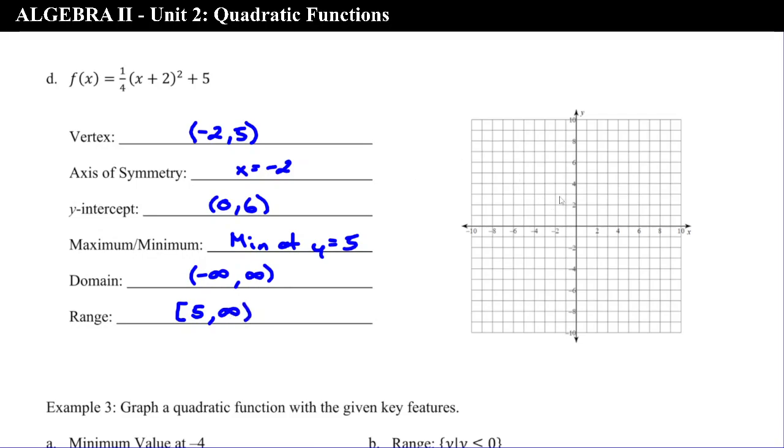So let's start with our vertex, -2, 5, which would be plotted right there. We have a y-intercept at 6, so that gives us something to work off of. And then we also have a compression, since we have the 1/4 out in front. So how do we handle that? Well, we're going to use that 4 on the bottom as our factor. So instead of going over 1, up 1, we're going to go over 4, up 4 for our first point.